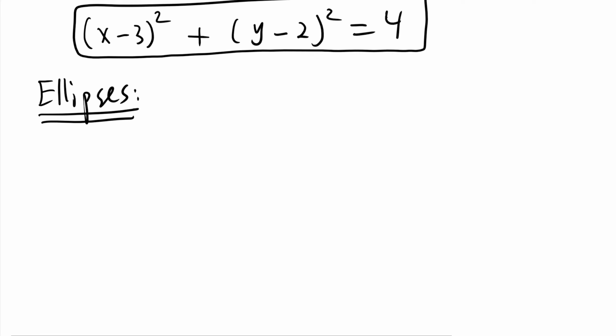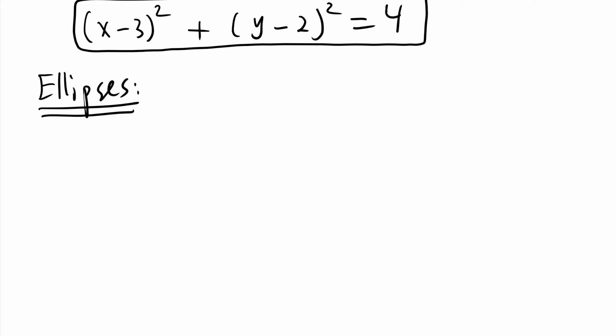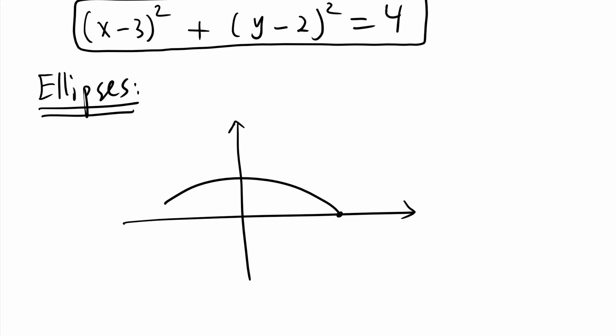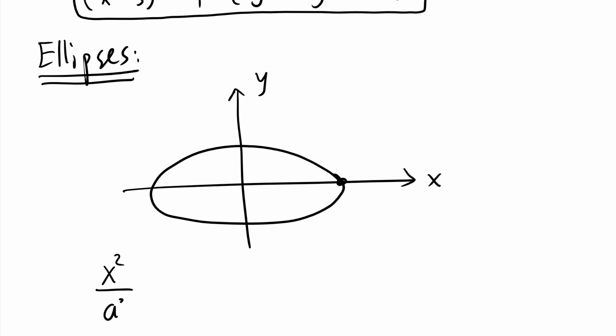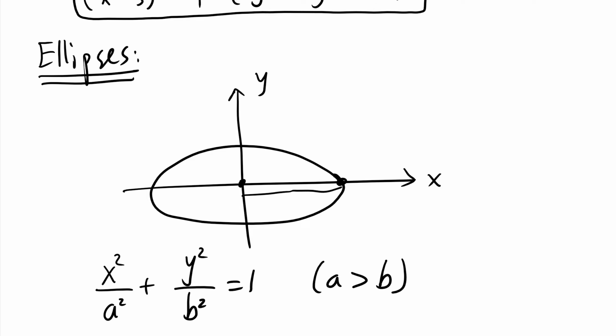Ellipses. If the ellipse goes this way, it has equation x squared over a squared plus y squared over b squared equals 1. Remember, a is always bigger than b. What is a? This is the center here. A is this distance from here to here. This is b.